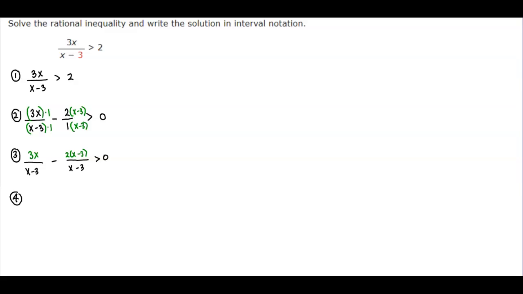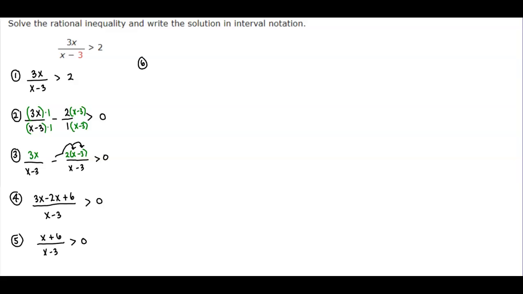So now we need to combine like terms and distribute. So we have 3x, and this minus sign has to be associated with this 2, so we have to distribute that to both of those two terms. Negative 2 times x is negative 2x, and negative 2 times negative 3 is going to be plus 6, and that's greater than 0. And so now when we combine like terms, 3x minus 2x is x, plus 6 over x minus 3, and now we know that it's greater than 0.